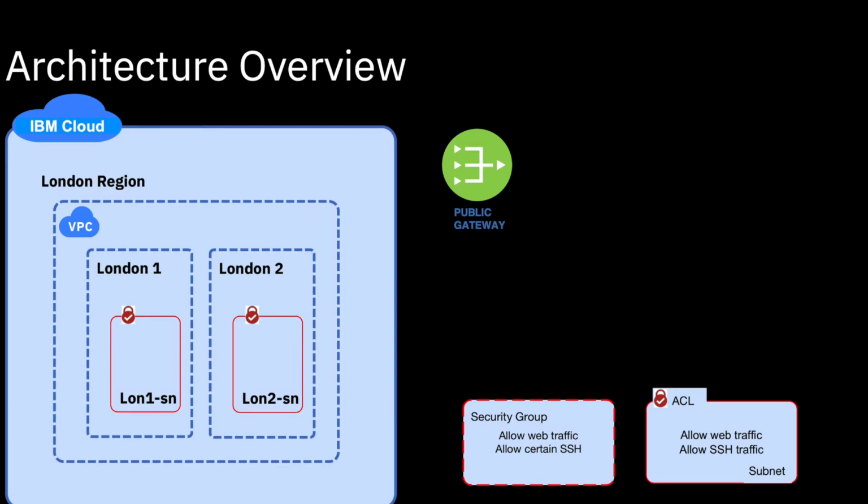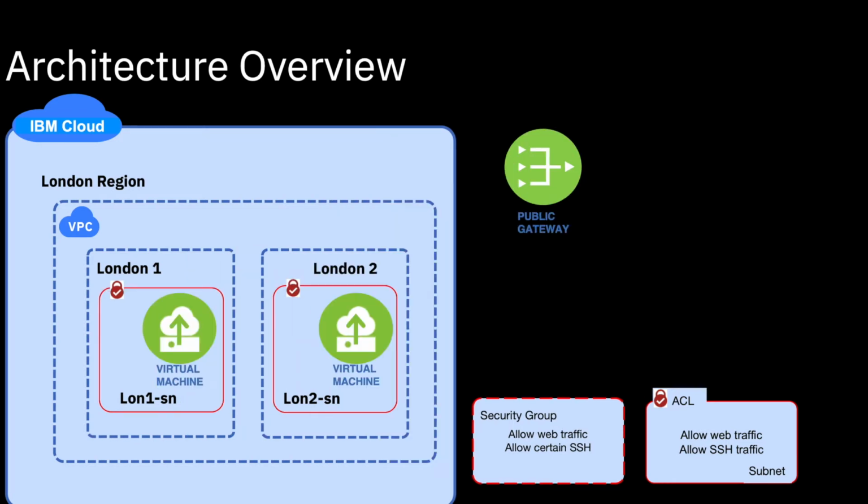As a quick recap, what we've got right now is our VPC, which I've created in London. You may have created it somewhere else. We've got two subnets in two different zones: our two zones are London 1 and London 2, and then we've got a subnet called LON 1 subnet and LON 2 subnet, again both in London.